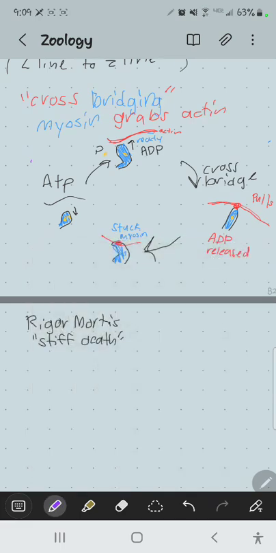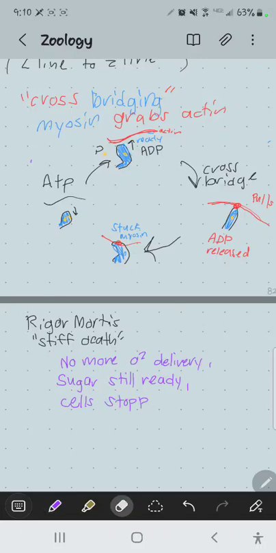And what rigor mortis is, this is a really good test question, by the way, is when you die, you're no longer breathing, and your heart's no longer circulating blood or oxygen. So you no longer are delivering oxygen to your cells. But all of the glucose and sugars are still at your cells, ready to be digested. So your cells basically go anaerobic and stop producing ATP, right? When you stop producing ATP, you can't separate the myosin head from the actin.